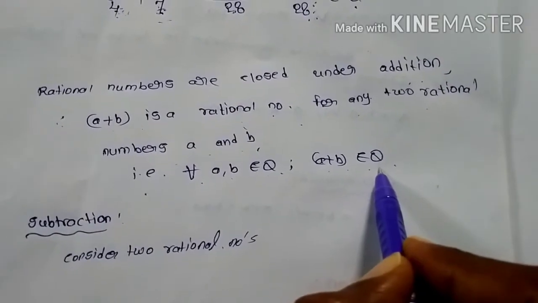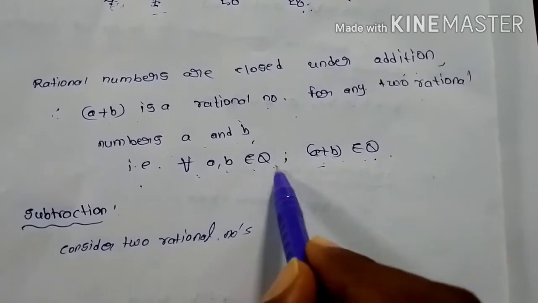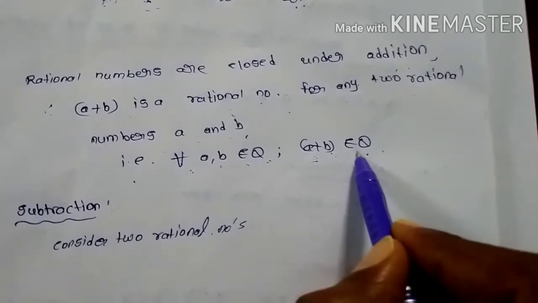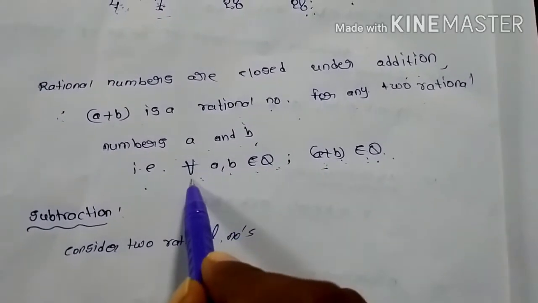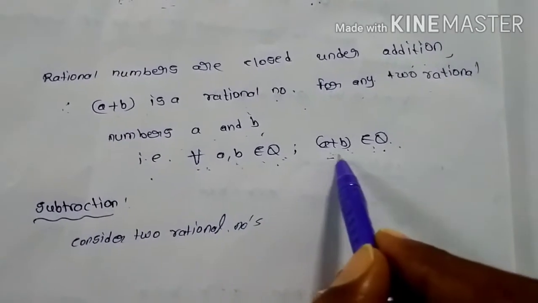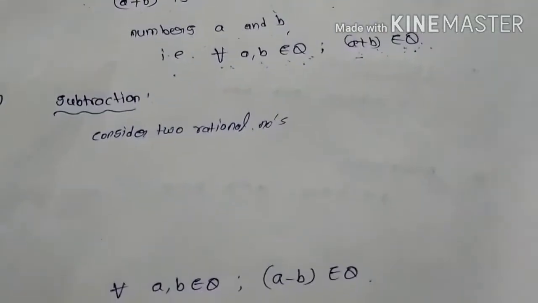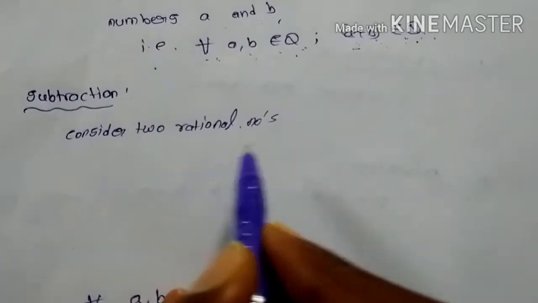In the similar way we have to find subtraction. For all a, b belongs to Q, a minus b also belongs to Q. Next, for the multiplication property, for all a, b belongs to Q, a into b belongs to Q. We have to prove it. See, subtraction. Consider any two rational numbers.